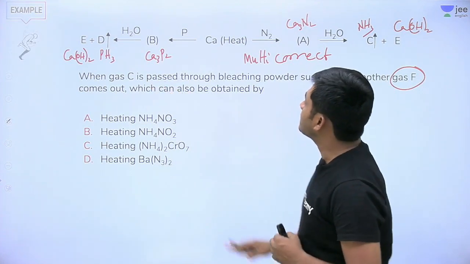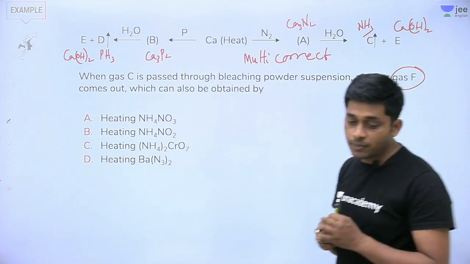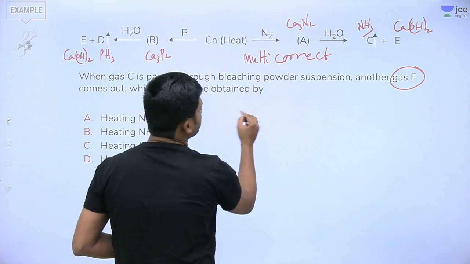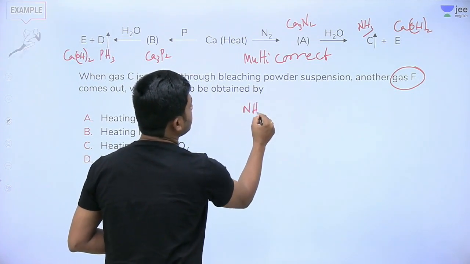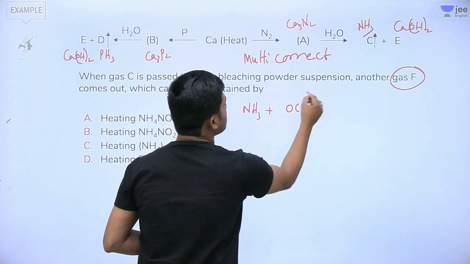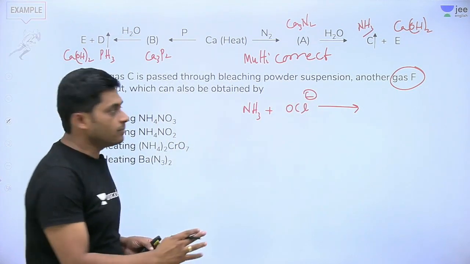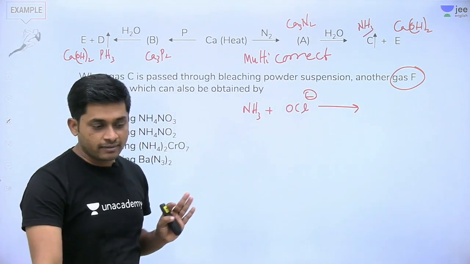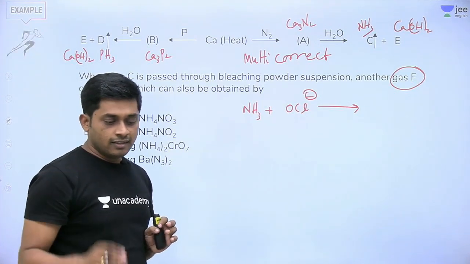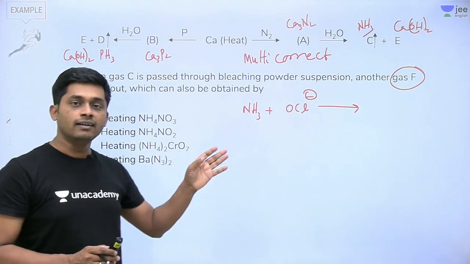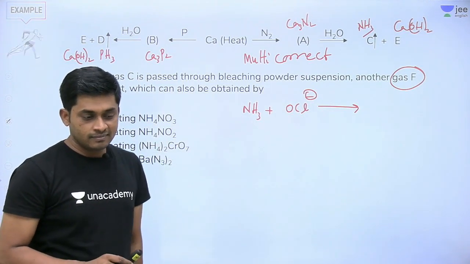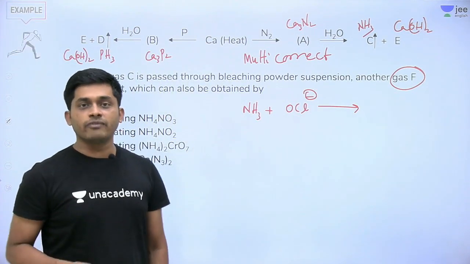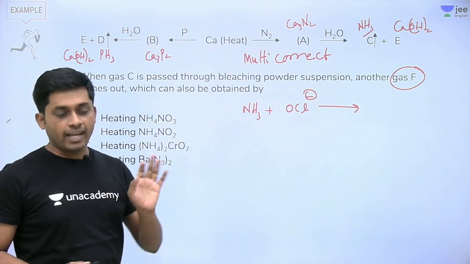Okay. Now when C gas is passed through bleaching powder. What is bleaching powder? Is it oxidizing agent or reducing agent? See, bleaching powder, NH3, OCl minus. Simple formula I am writing. CaOCl2 is bleaching powder, but I am writing simply OCl minus. Now it will oxidize or reduce. What will happen? Does it oxidize ammonia or reduce ammonia? What is the correct answer? NH3 we have, bleaching powder we have. Now we have to find F gas.